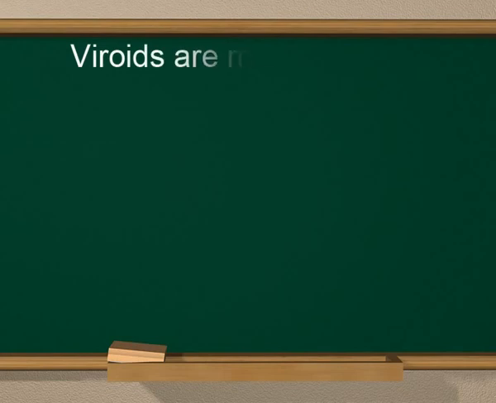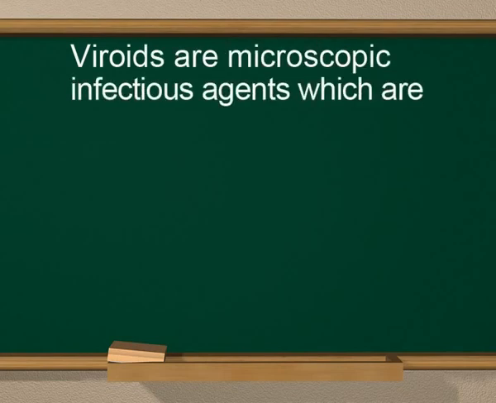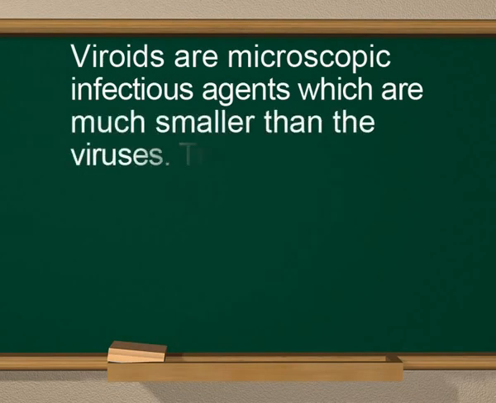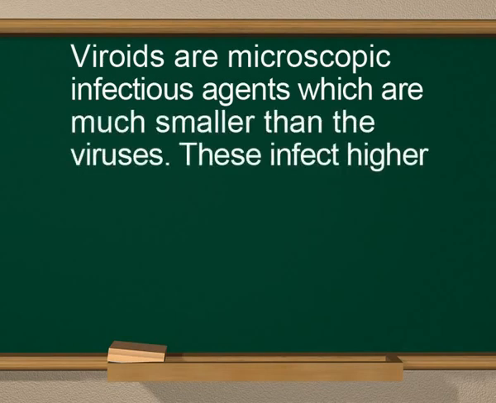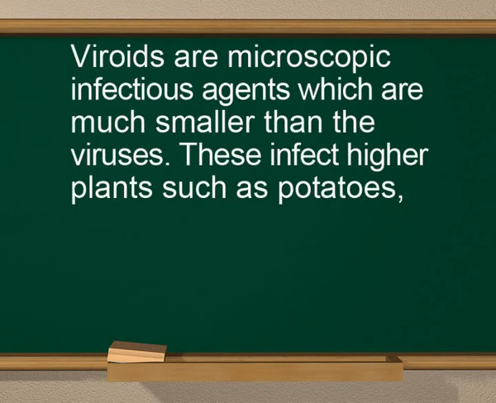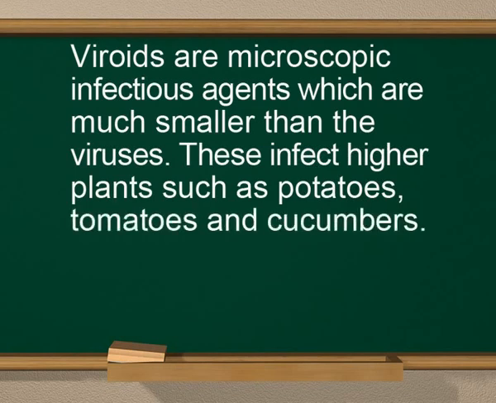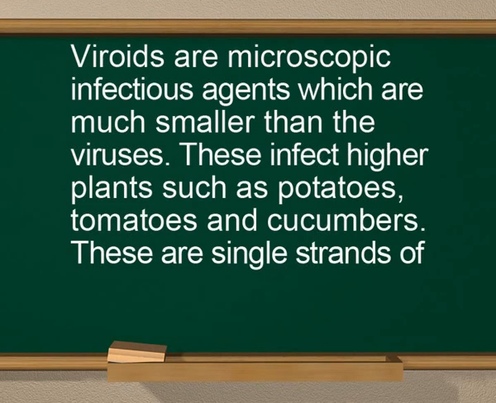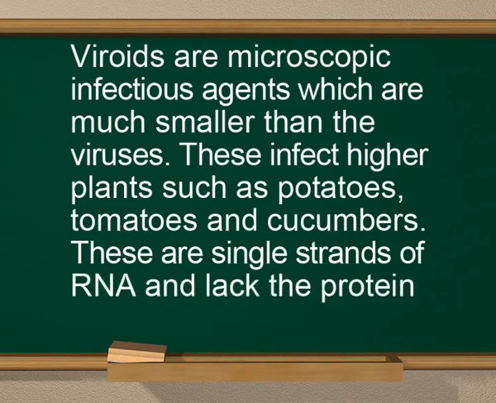Answer. Viroids are microscopic infectious agents which are much smaller than the viruses. These infect higher plants such as potatoes, tomatoes, and cucumbers. These are single strands of RNA and lack the protein coat of viruses.